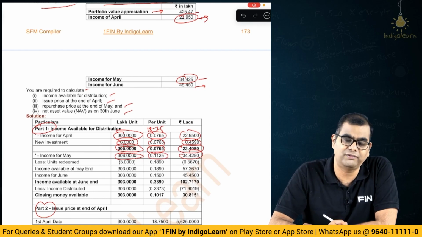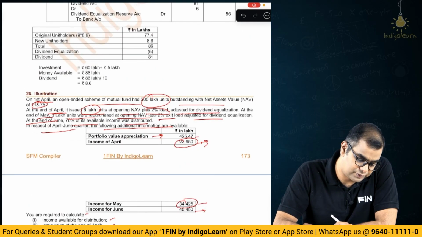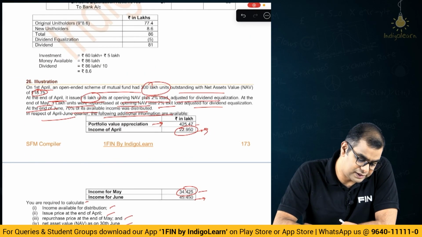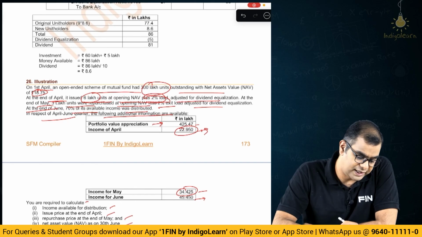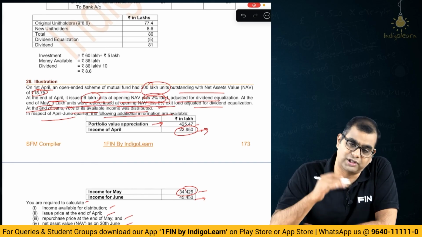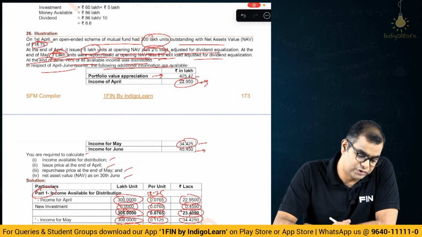Now, when you have 0.1125 income, you have redeemed 3 lakh units. What did they say? End of April, 6 lakh units at opening NAV plus 2% load. Ignore the 2% load, we will come to it. At the end of May, 3 lakh units were repurchased at opening NAV less 2% exit load. That also you ignore for a moment. Just concentrate on these 3 lakh units, adjusted for dividend equalization.